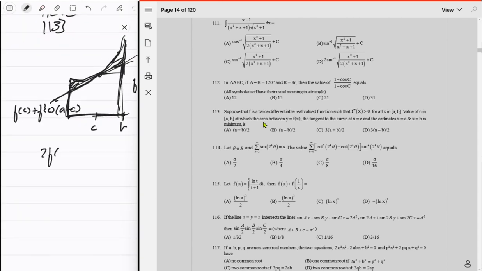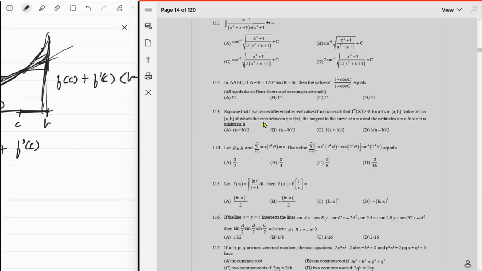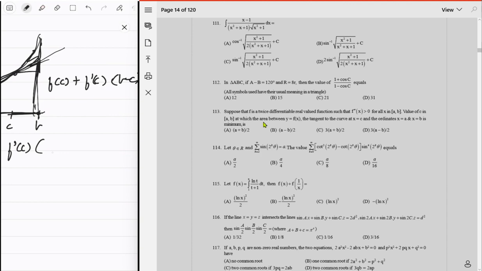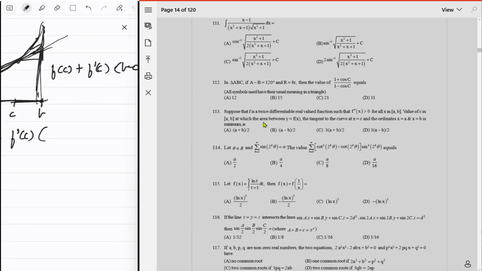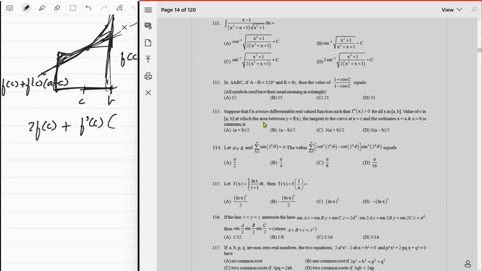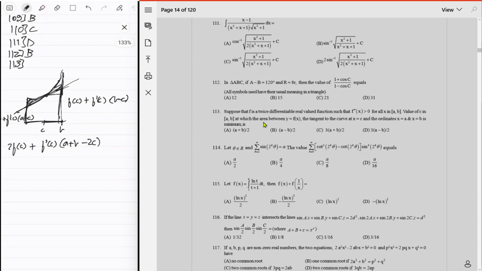So like 2f of c plus f dash of c times, okay, तो add कर दिया, right? Because ओके, not exactly what I want, but ठीक है, इसको अपने को maximize करना, so इसको उधर put कर दिया, then this becomes a plus b minus 2c. This is the function that we're looking for. So we want to what? We want to maximize this thing, right?